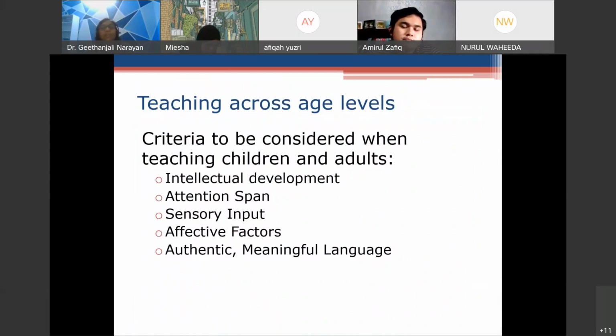All right. So certain things that we need to consider when teaching children and adults: intellectual development, attention span, sensory input, affective factors, authentic and meaningful language. All right.